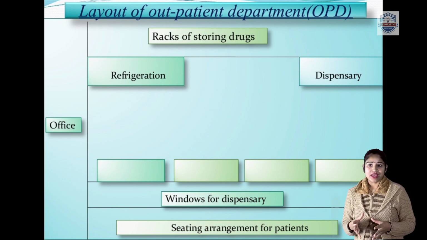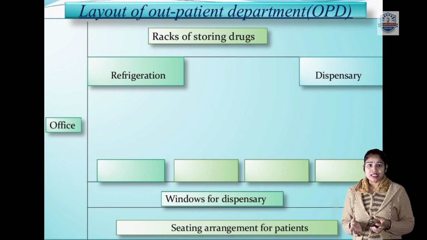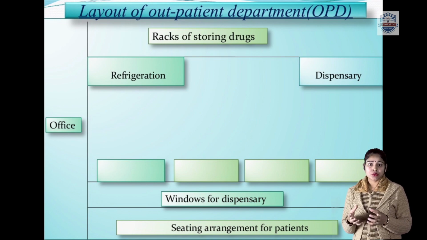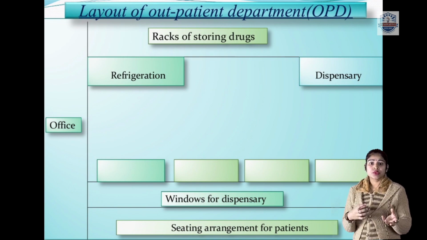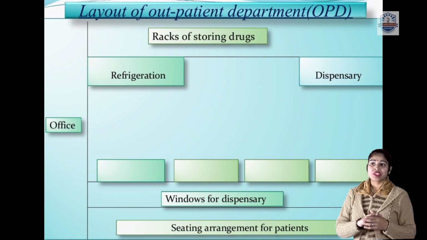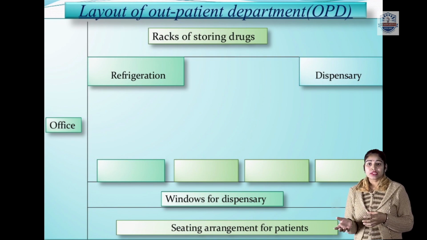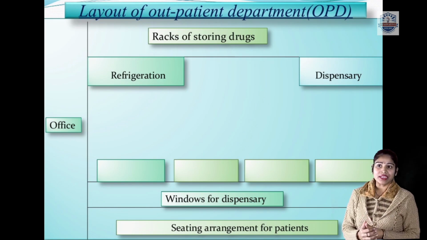One refrigerator is very important in OPDs, and one dispensary. Dispensary means where the pharmaceutical dosage form is prepared, and the window of the dispensary is the place where the dosage form is dispensed to the patient. Sitting arrangement for patients is very important, where the patient sits waiting for the physician's number and physician appointments.